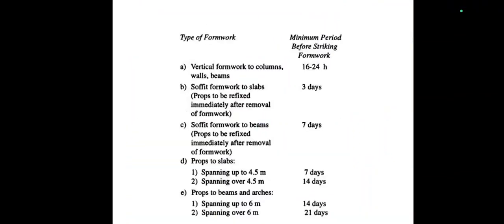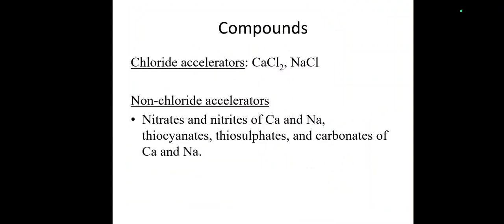As I told, the formwork removal condition as per IS 456: for a column it is 24 hours, for a slab 3 days, 7 days. So if I want to reduce it, I can go for adding accelerators. The chemicals mainly used as accelerators are calcium chloride and sodium chloride. But the major problem with this type of chlorine based accelerator is that chloride is the main source of corrosion in concrete, NaCl.